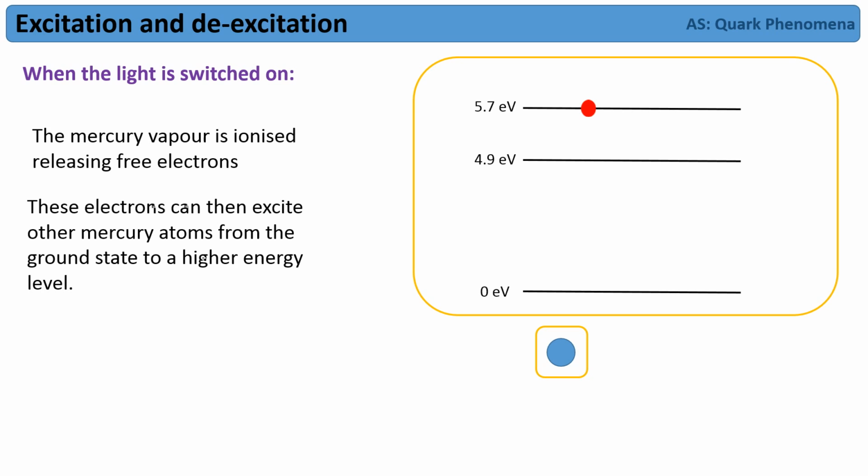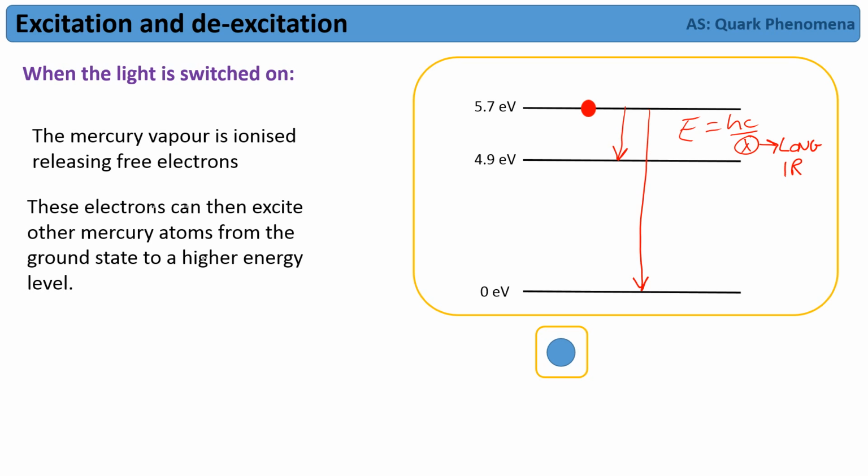Now there are 2 possible transitions that this electron can make. It can either drop from the 5.7 to the 4.9, or it can drop from 5.7 to 0 eV, or from 4.9 to 0 eV. So there's actually 3, sorry. When it does a lower energy transition, because E is equal to hc over lambda, that wavelength there is going to be relatively long, and it's going to correspond to infrared, which is not visible.